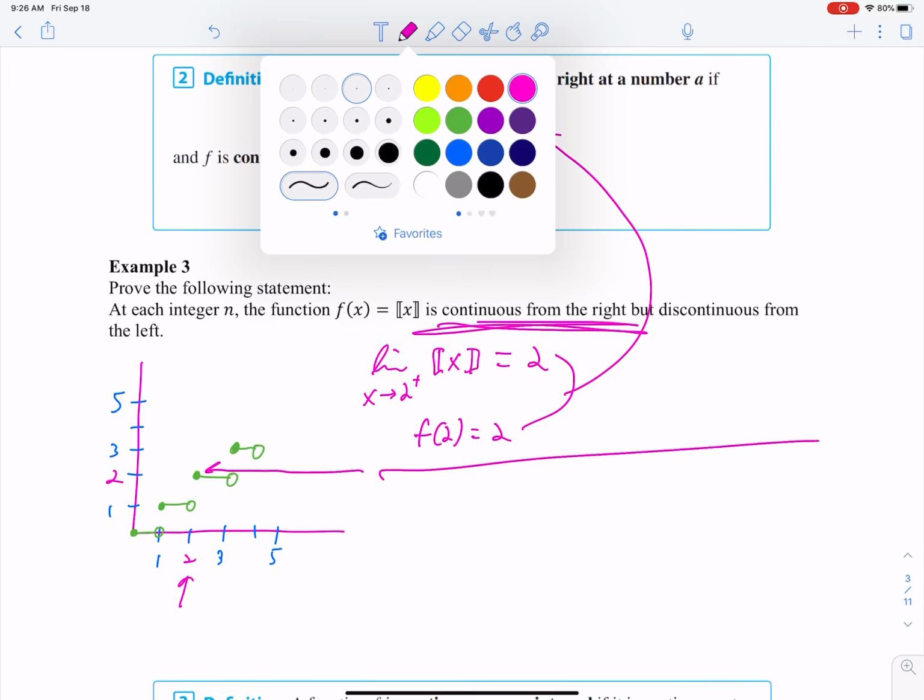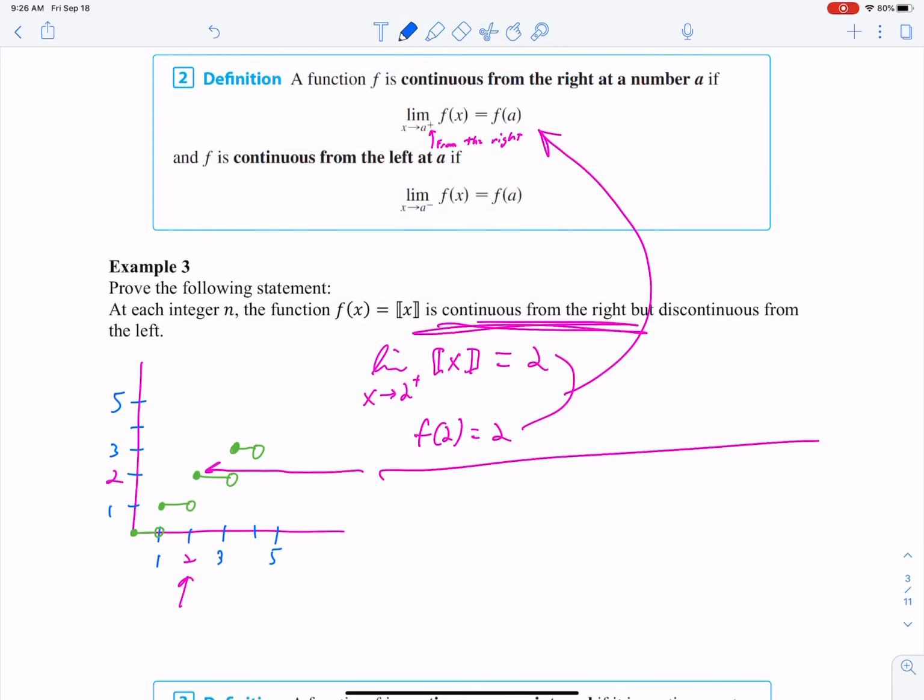Let's check continuity from the left. Let's do x equals 2 again. It actually doesn't matter which integer you pick, but let's do 2. So the limit as x approaches 2 from the left of the step function. So we're coming in at 2 from the left. Remember, be careful, I'm talking about a limit, not the function value. The limit is 1. Okay?